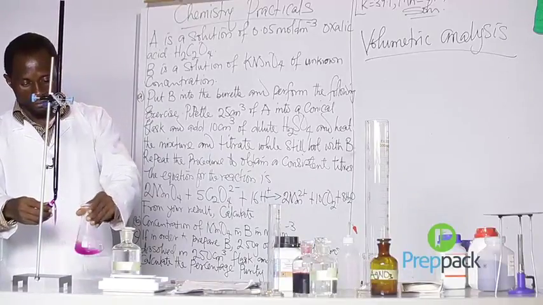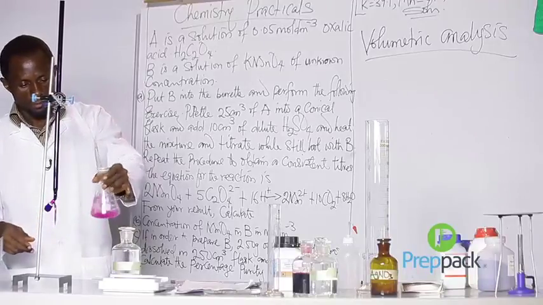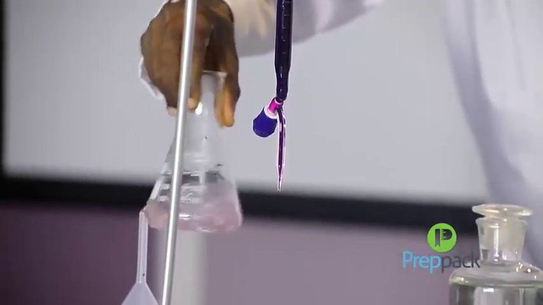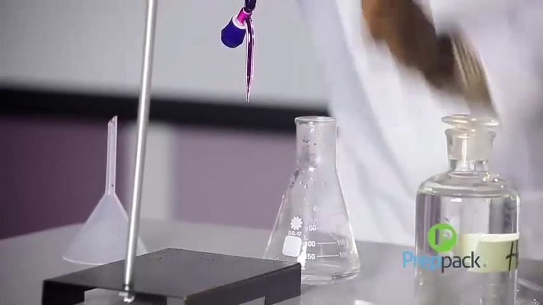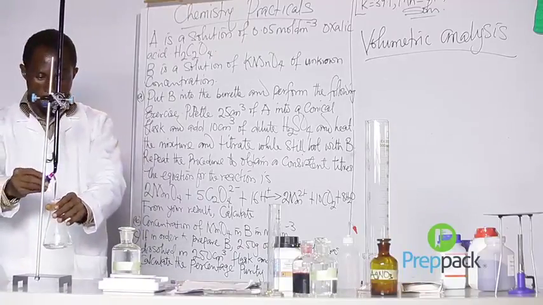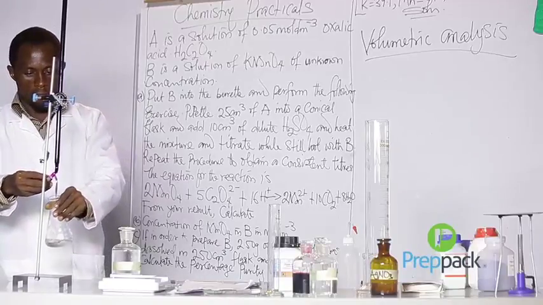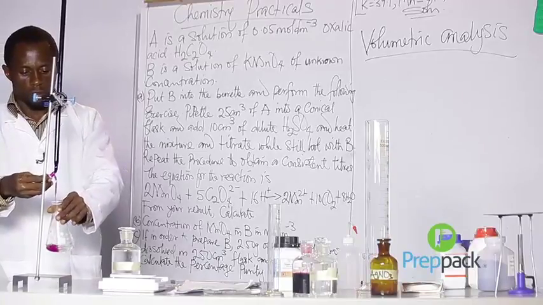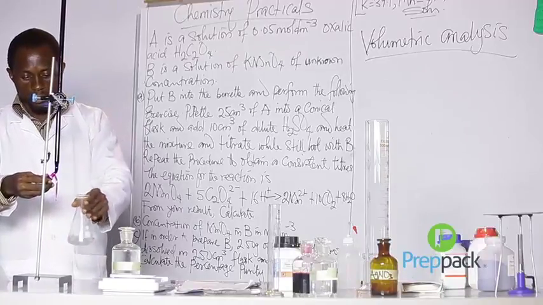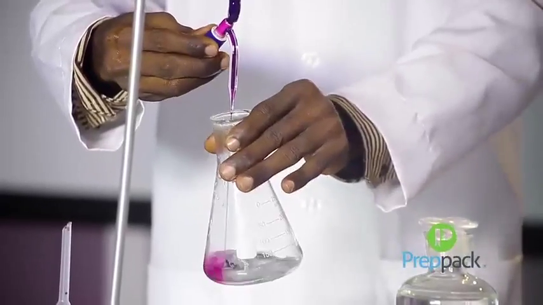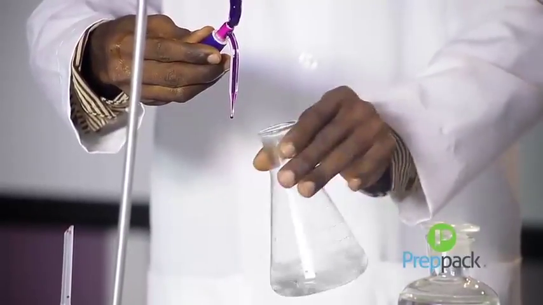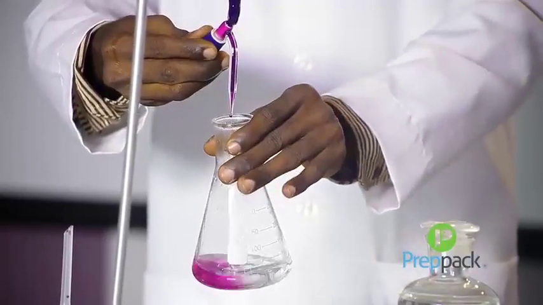You shake. So we are moving towards a point at which there will be a permanent color change. And that point is said to be the point of neutralization, the point at which an appropriate amount of the acid reacts with the base. The base here is the KMnO4.